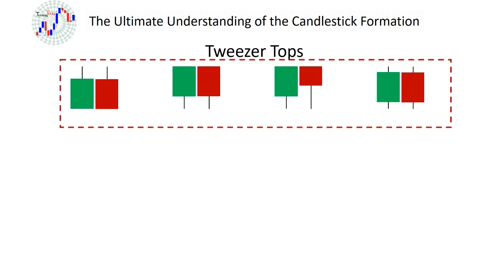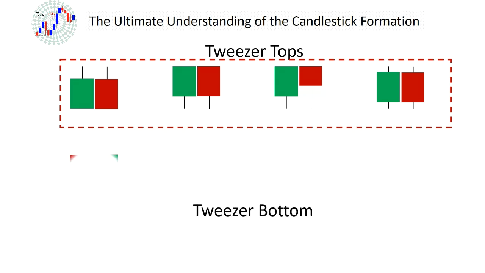In the running market, you may see some different kinds of tweezer top patterns too. But the condition is that all the patterns should form only at the resistance level. When the pattern forms on the resistance level, then you can consider this a tweezer top pattern.